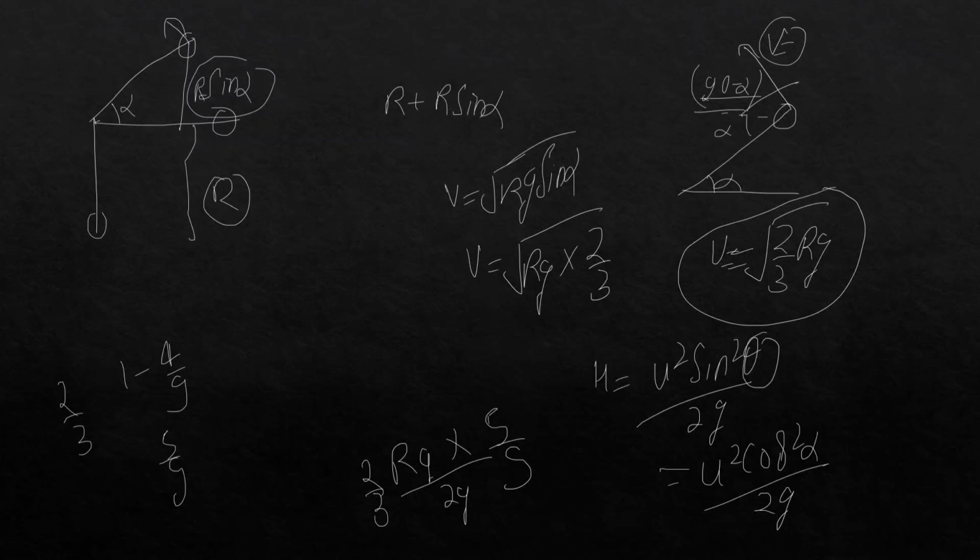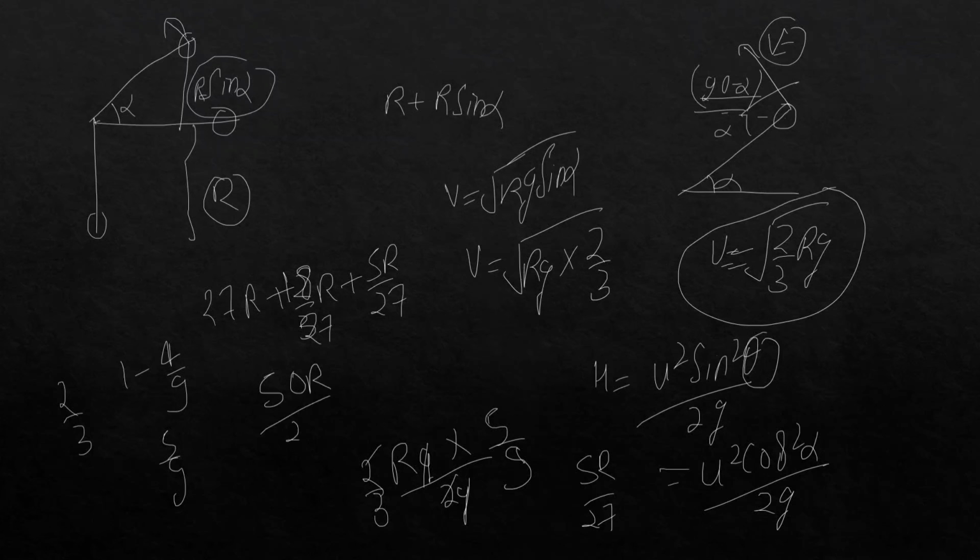So g cancels g, 2 cancels 2. What becomes? That is 5 by 9 times 2 by 3, that is 5R by 27. And here sin alpha is 2 by 3. It means R plus 2 by 3 R plus 5R by 27. This is 9, means 18, 27, this is 27. This becomes 50R upon 27. So that is the maximum height.